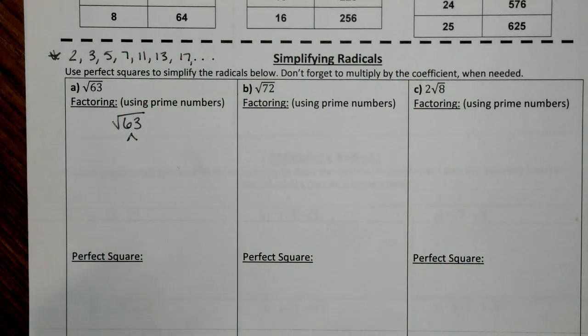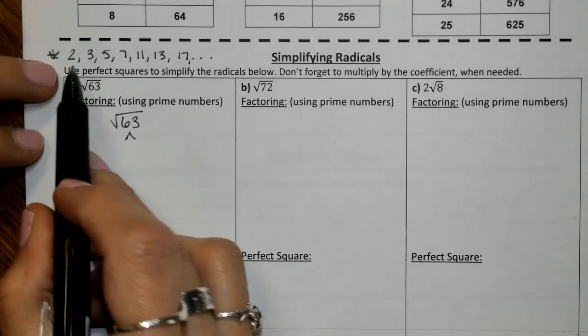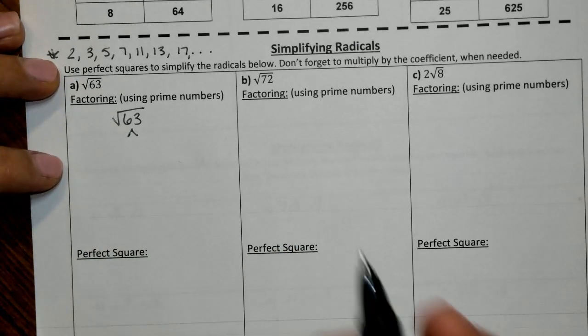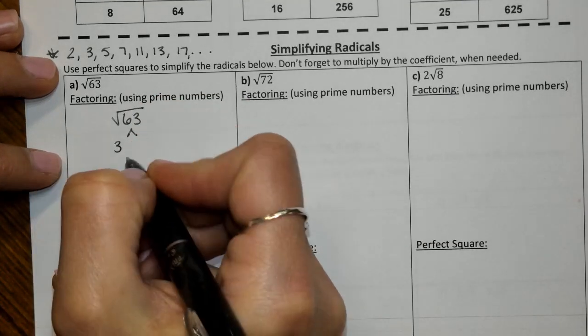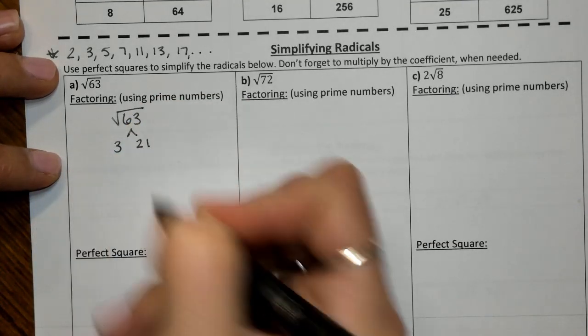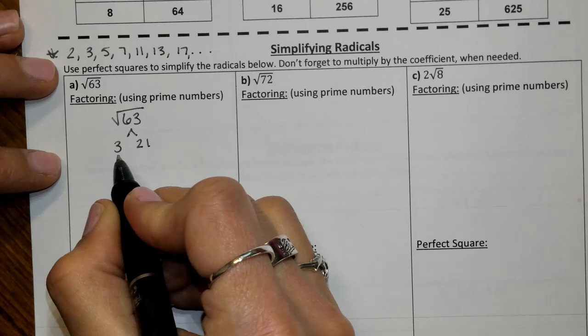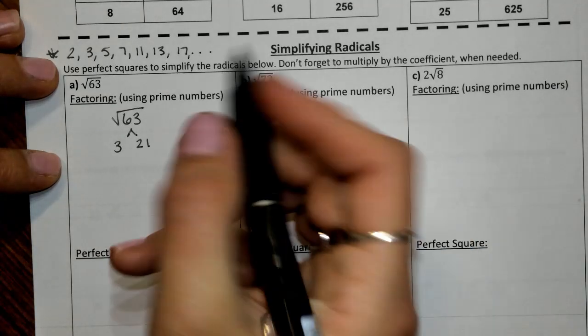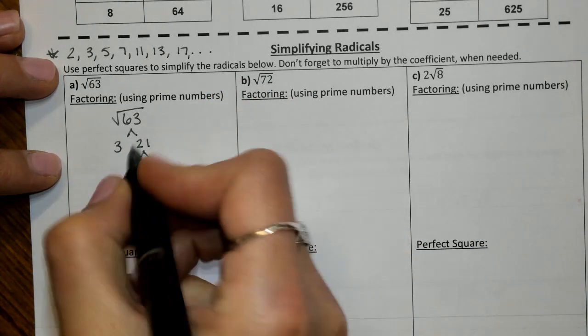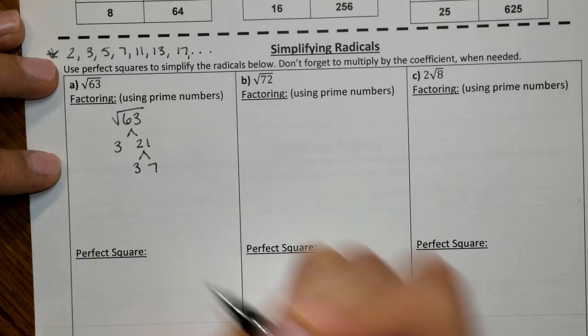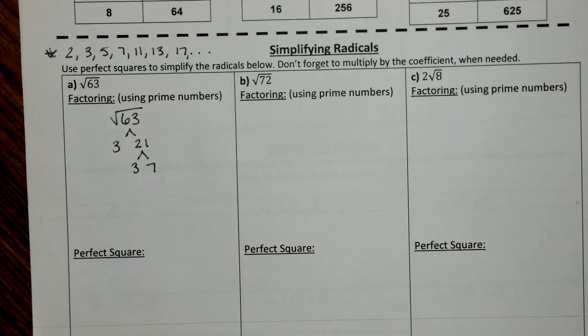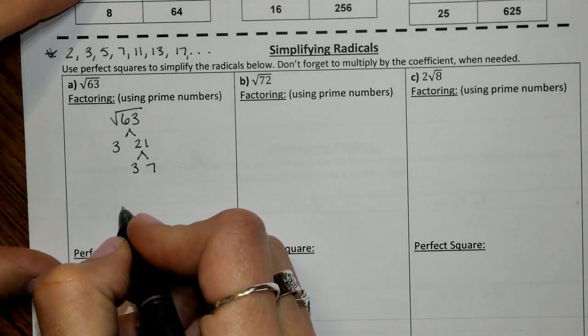So with factoring, we're going to take our prime numbers. Can 2 go into 63? No. But we can do 3, and it'd be 3 times 21. 3 is a prime number, so we can't do anything about it. 21 can be broken down as 3 times 7. We're left with all prime numbers. We're ready to group and figure out what our final simplified answer is.